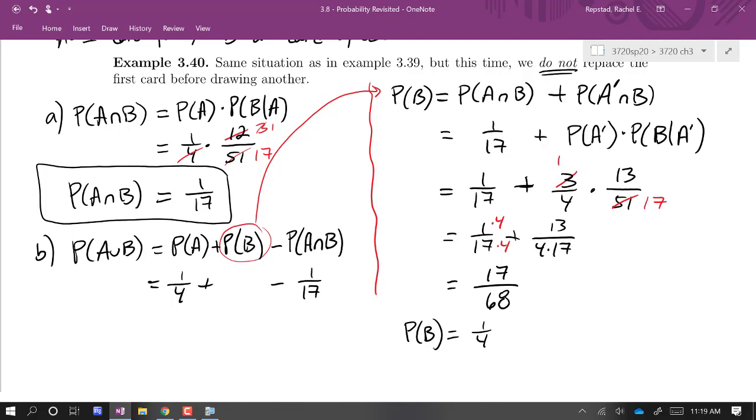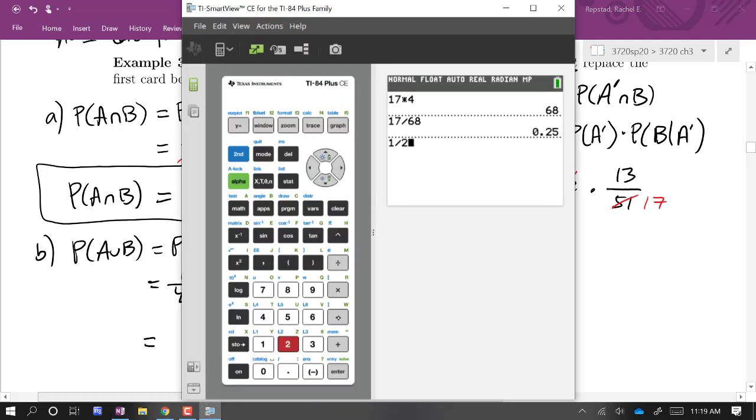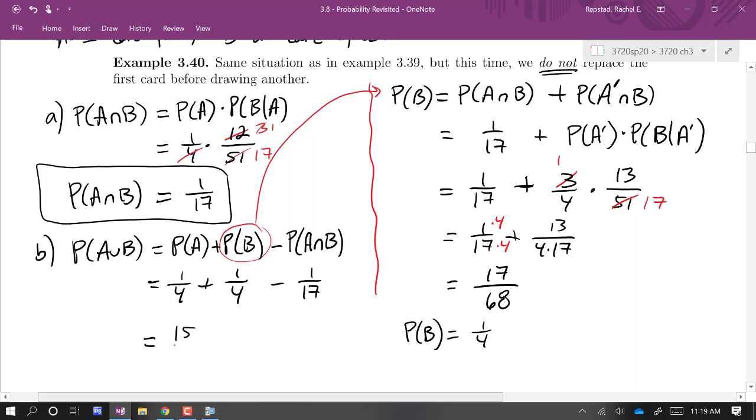So the probability that I got a spade on that second card is still 1/4. And now we can do this arithmetic. So 1/4 plus 1/4 is 1/2, minus 1 out of 17. We get 15 out of 34. So the probability that I get at least one spade is 15 out of 34.